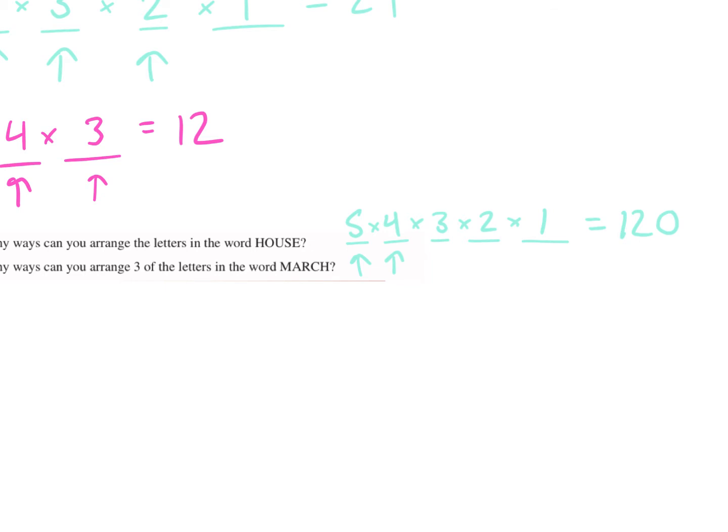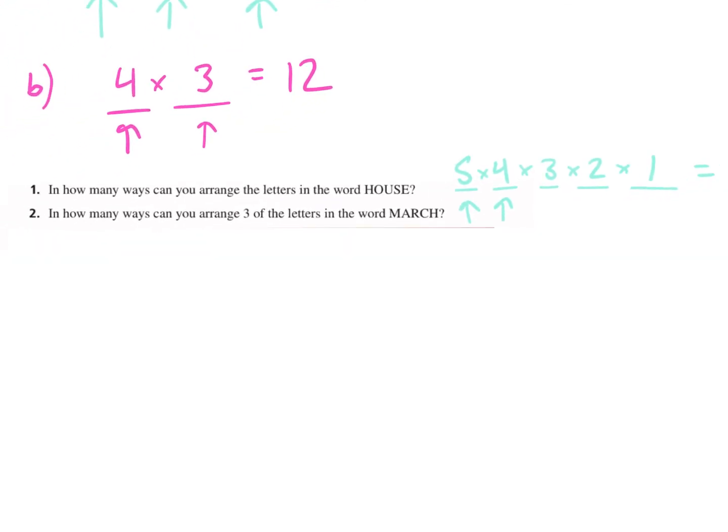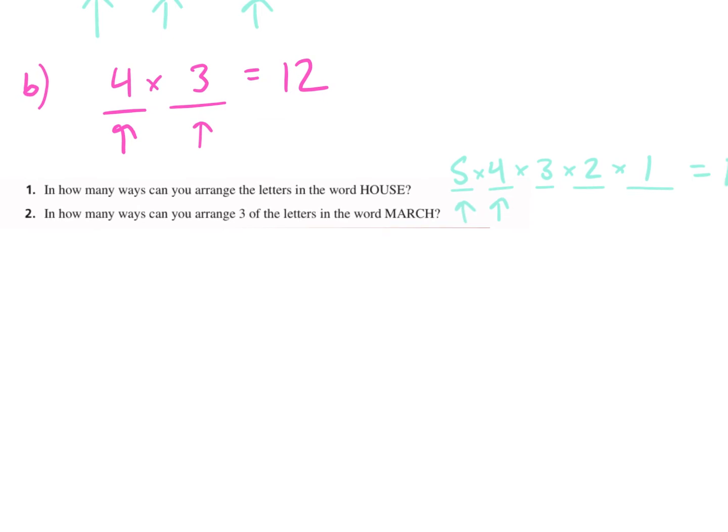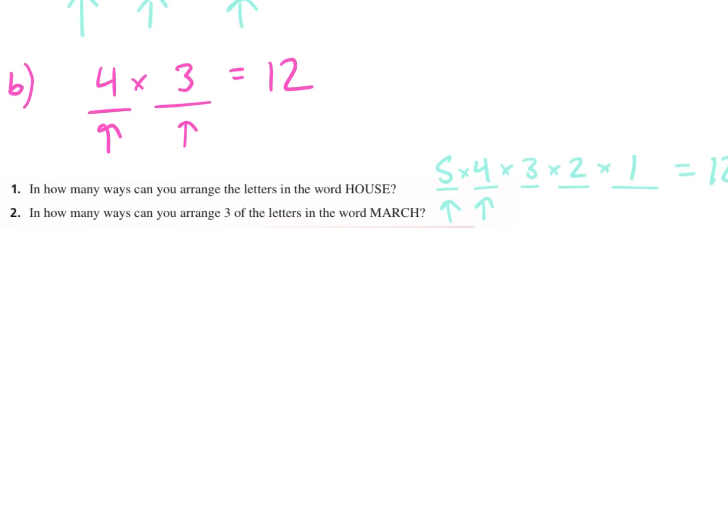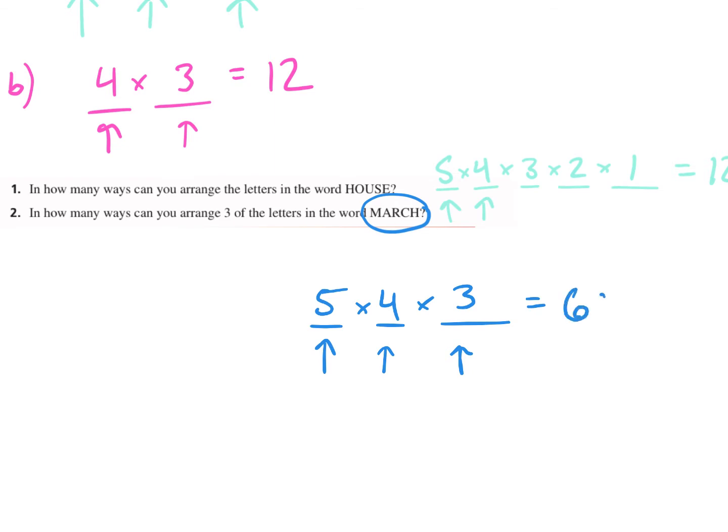All right, and then the last one on this page, let's look at number 2. How many ways can you arrange 3 of the letters in the word March? So we're only picking 3 of the letters, so we have 3 spaces here. March has how many letters total? 5. So how many different possible letters can go in our first spot here? 5. What about the second spot? 4. And the third spot? 3. So 5 times 4 times 3. 60.